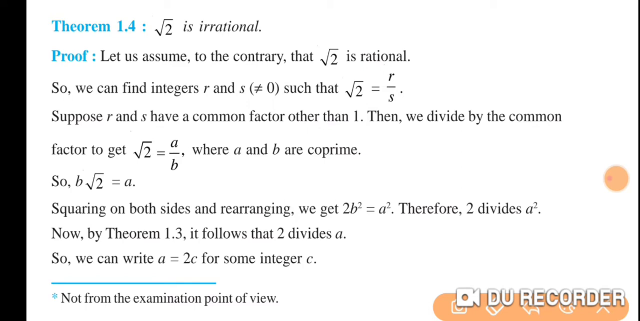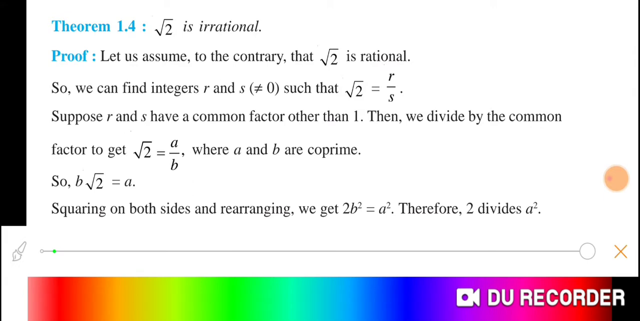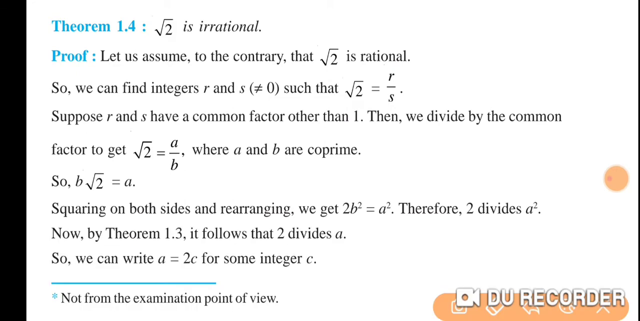Root 2 is an irrational number, that is to be proved. So how will you prove this statement? Let us take up the sum in detail. You find that we have to prove root 2 is irrational. So this is an indirect way of proof. You assume that root 2 is a rational number. This is an assumption, a supposition.